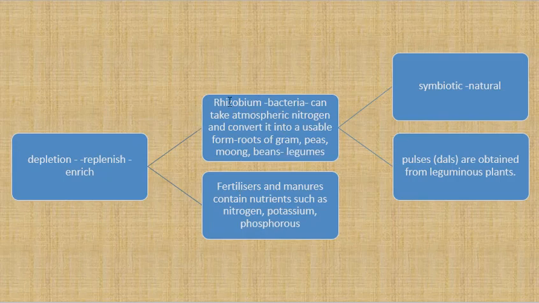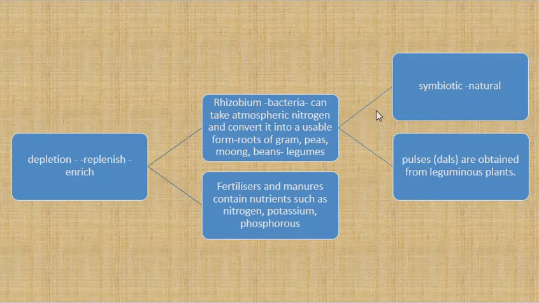Rhizobium bacteria is normally found on the roots of gram, peas, mung, beans, legumes, etc. Legumes in their roots have a rich collection of rhizobium bacteria. That is why when you plant legumes, the rhizobium present in the roots fixes a lot of nitrogen. But legumes don't need a lot of nitrogen. So the nitrogen remains in the soil. So during crop rotation, when you have some other plant, they will use this nitrogen.